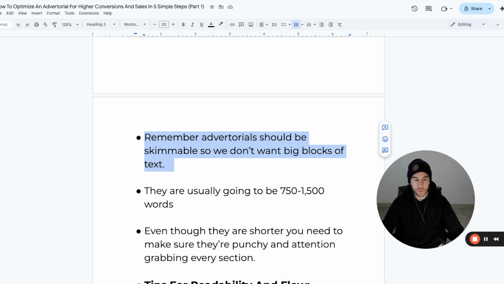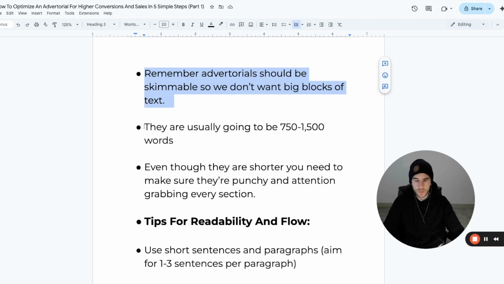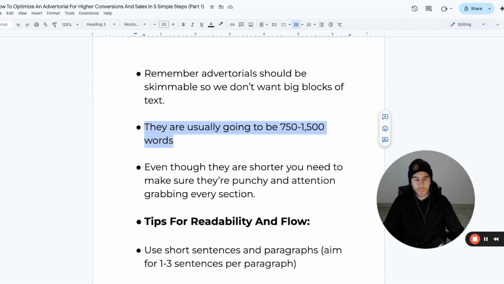And I guarantee if you looked at their heat maps, they would get a lot more people reading a significantly increased portion of their advertorial. Now, advertorials are usually going to be between 750 to 1,500 words.